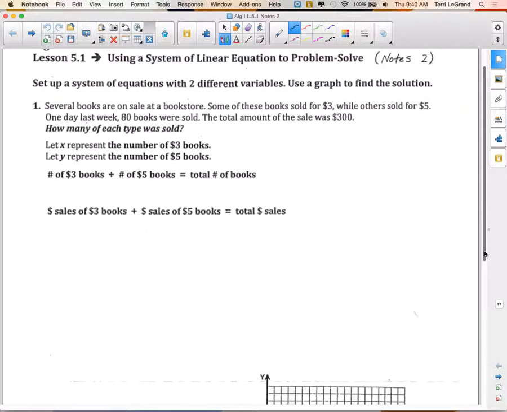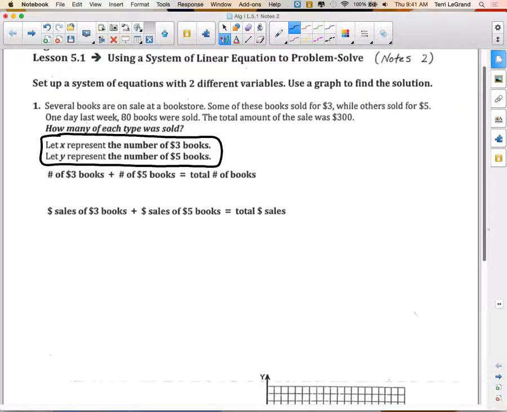So I've already chosen for us, would you put a box around this? This is what you're going to have to do every time you do a problem like this. You're going to have to first describe what the two unknowns are and which variable is going to represent which unknown. So I have chosen that X is going to represent the number of $3 books and Y is going to represent the number of $5 books. Well, then on our graph, it's got to be the same thing. On the x-axis, we have to have the number of $3 books. On the y-axis, we have to have the number of $5 books.